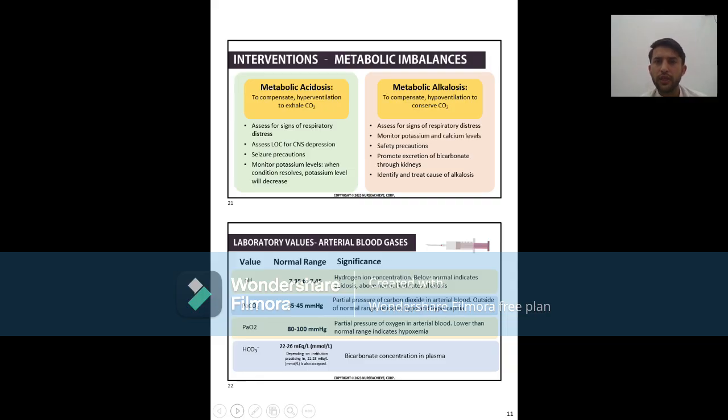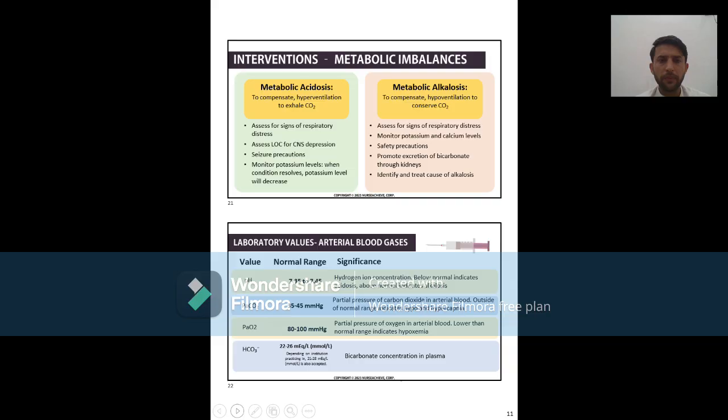In metabolic alkalosis, we have to compensate hypoventilation to conserve CO2. The same intervention is required: assess the signs of respiratory distress, monitor potassium and calcium level. Safety precaution is also very important. We have to promote the excretion of bicarbonate through the kidney and treat the underlying cause.